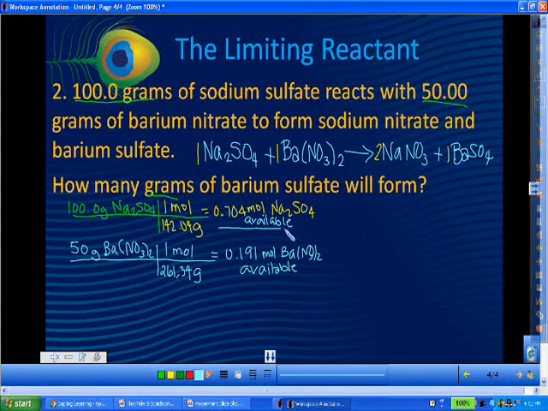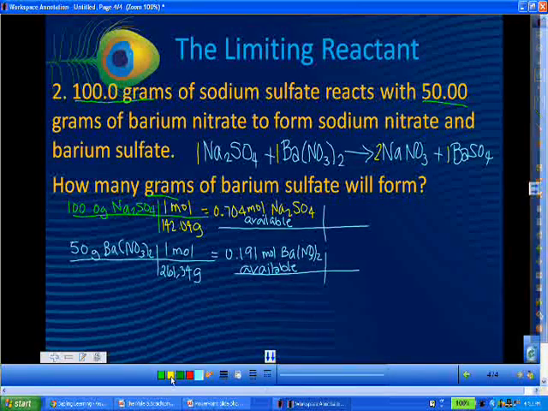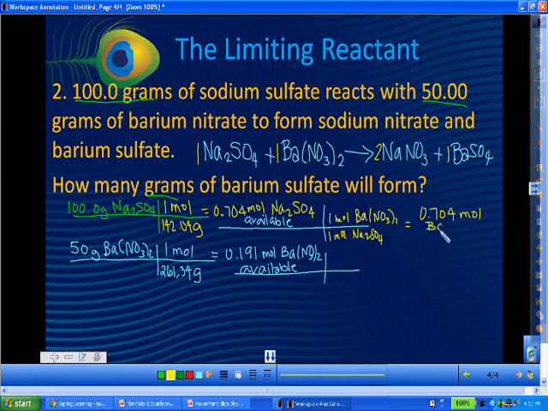Now let's see how many moles we would need to react completely with each of these. And so if we have 0.704 moles of sodium sulfate, we want to know how much barium nitrate we need to react fully with that. So we're going to use a mole-to-mole ratio. We have 1 mole of sodium sulfate to every 1 mole of barium nitrate. So we have 0.704 moles of barium nitrate needed.